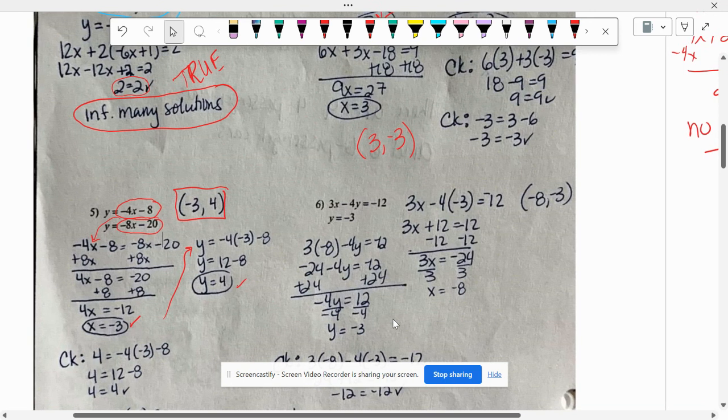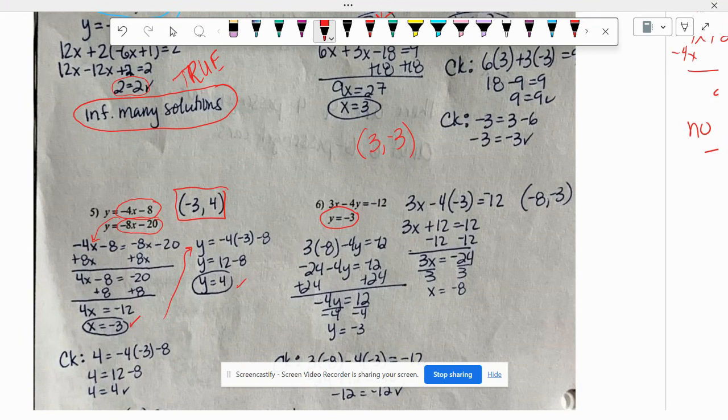Number 6, again, I already have an equation that has the variable isolated, y equals -3. So I'm going to take equation number 1 and plug in y equals -3 into that equation. And when I do, I find out that x equals -8. But do I need to do that? Do I need to prove that y equals -3, or don't I have it written right here that y equals -3? So the solution to this, oh, here it is, the ordered pair -8, -3.